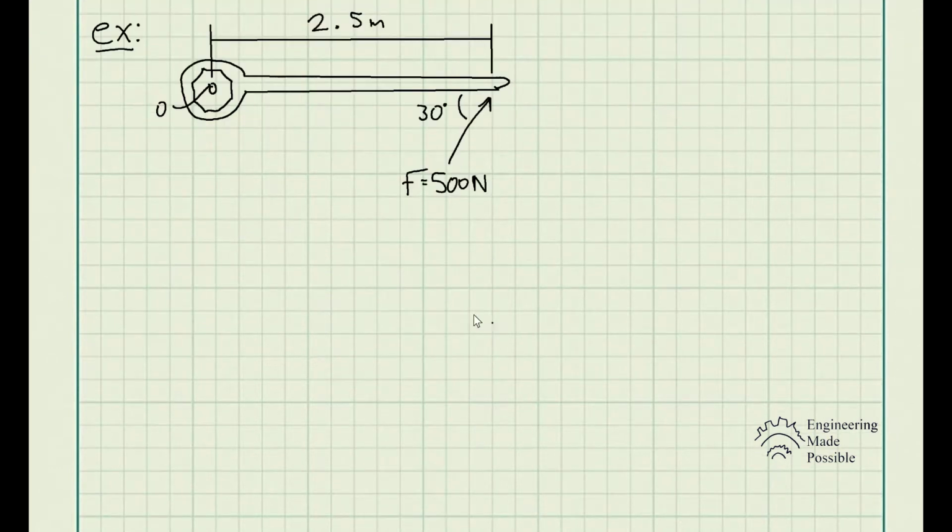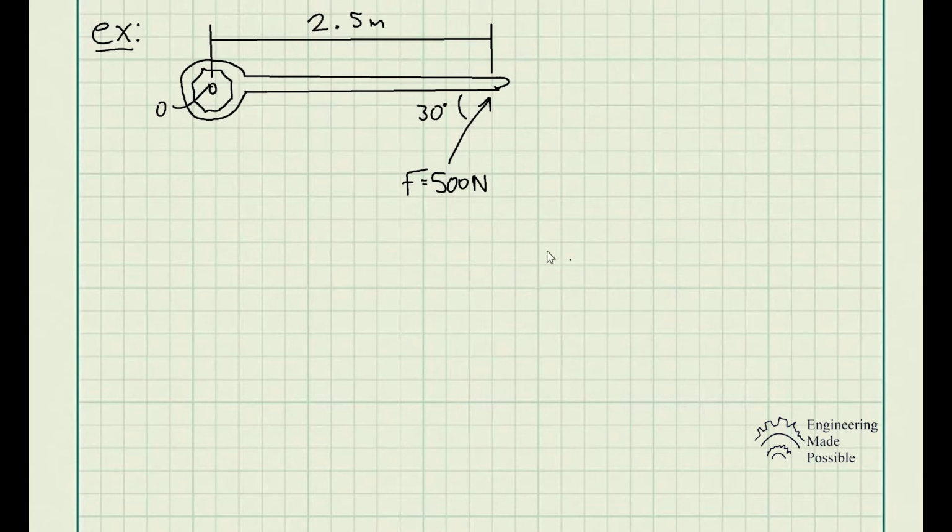So let's continue on with that wrench example. In this case, we have a wrench where somebody is applying a force F of 500 newtons here at a certain angle, in this case 30 degrees with respect to the wrench, and the distance from this force to the point O, in this case where the bolt is going to be rotating along, is about 2.5 meters. So now the question here is, what exactly is the moment caused? What is the moment with respect to point O here?